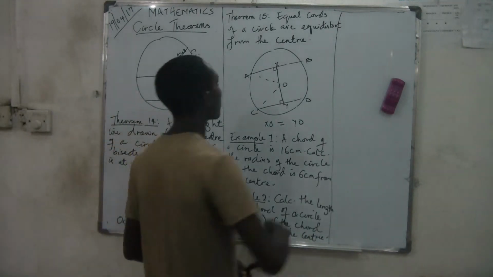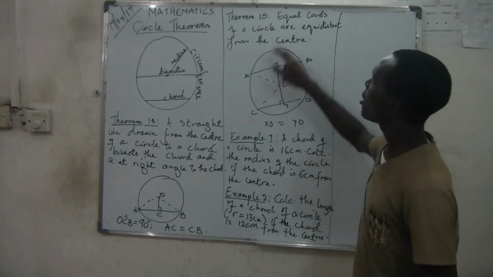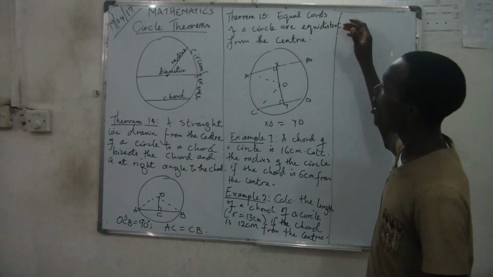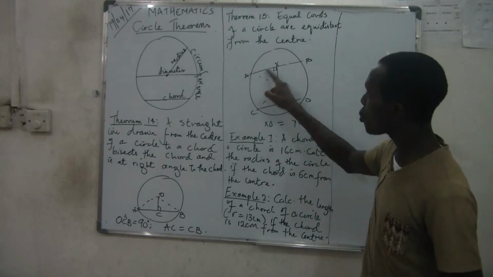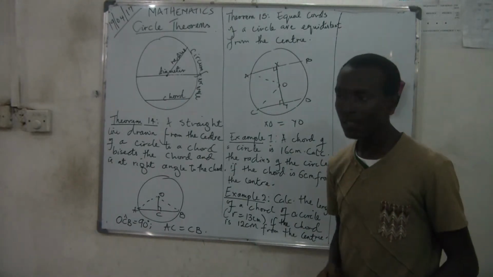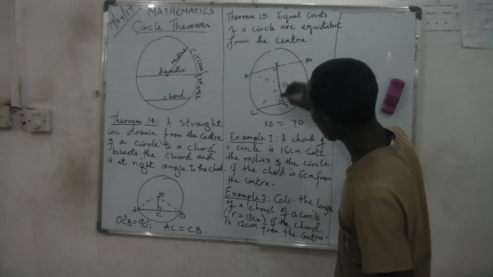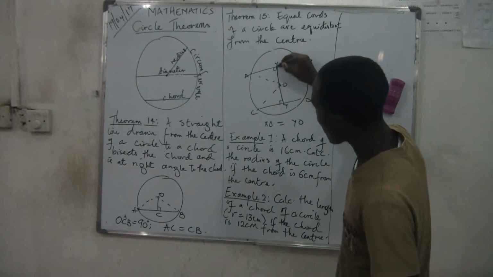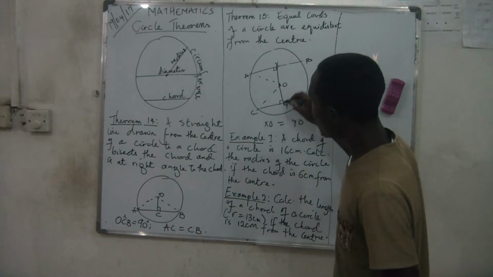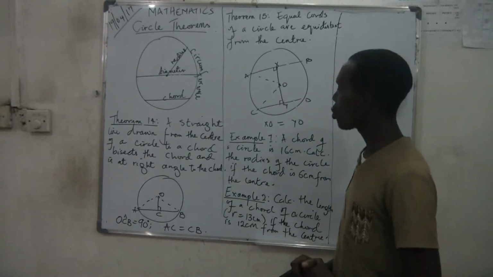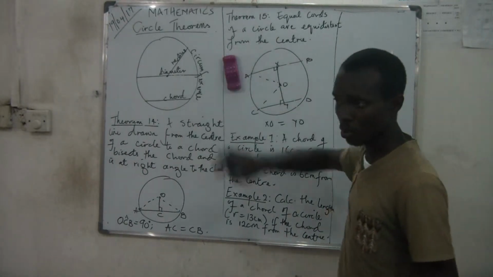Then the next theorem we'll look at quickly is theorem 15. Theorem 15 says that equal chords of a circle are equidistant from the center. That is, they have equal distance from the center. So these two chords are similar and they are the opposite point of the circle. So the theorem is saying that the distance from the point X of this chord to the center of the circle is equal to the distance from the point Y to the center of the circle. That's theorem 15.